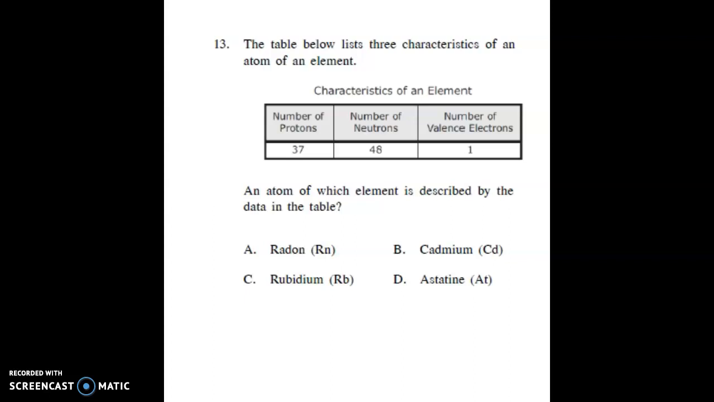Question 13. The table below lists 3 characteristics of an atom of an element. Characteristics of an element: number of protons, 37, number of neutrons, 48, number of valence electrons, 1. An atom of which element is described by the data in the table? A. Radon, B. Cadmium, C. Rubidium, D. Astatine.